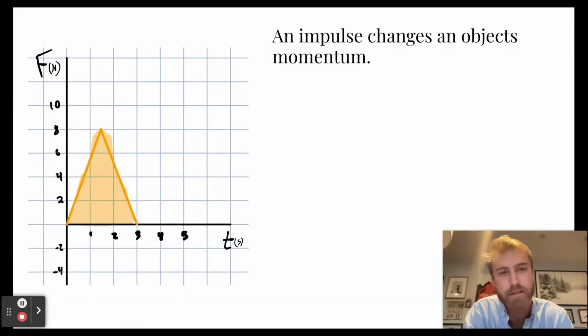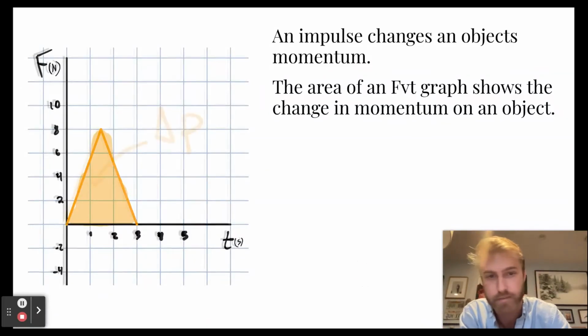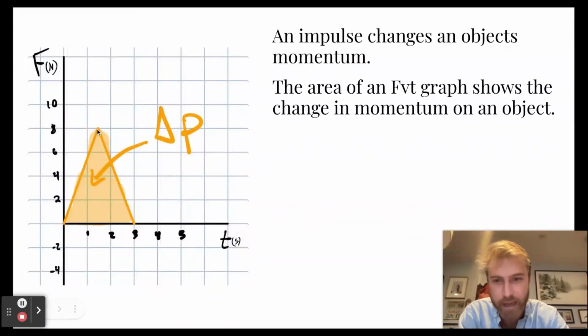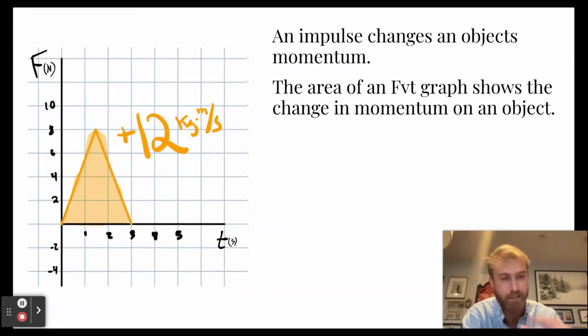Now, an impulse changes an object's momentum. That soccer ball experienced a change in its momentum. Now, here's the cool thing. The area of the force versus time graph shows the change in momentum on an object. So if I look at this graph over here, the area of this triangle shows the change in momentum on the object. And in this case, it's 12.